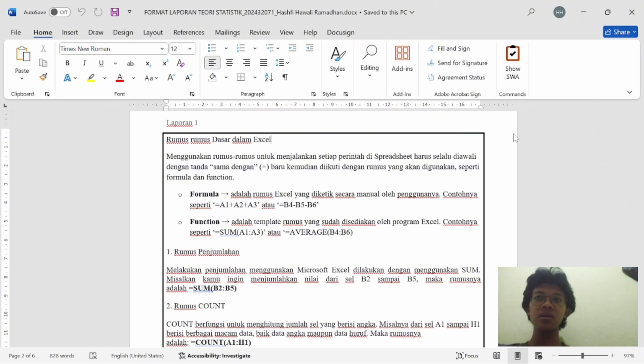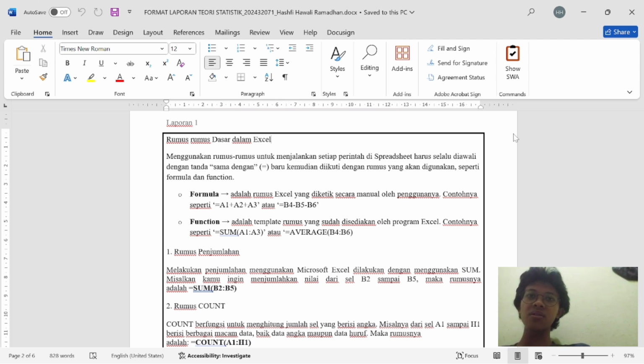Here I want to explain about basic formulas in Excel. When using formulas in a spreadsheet, always start with an equal sign before writing the formula or function. Formula: a manually typed calculation by the user. Example: =A1+A2+A3 or =B4-B5-B6. Functions: a pre-made formula in Excel.